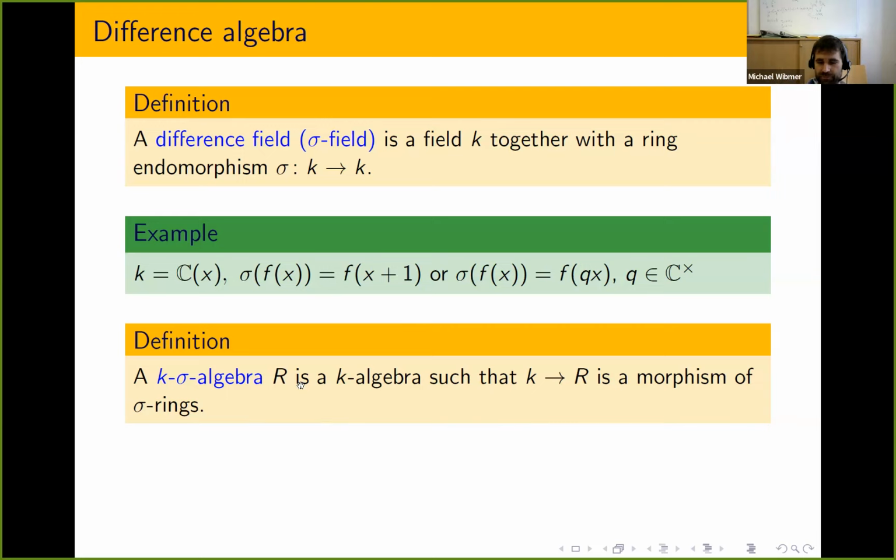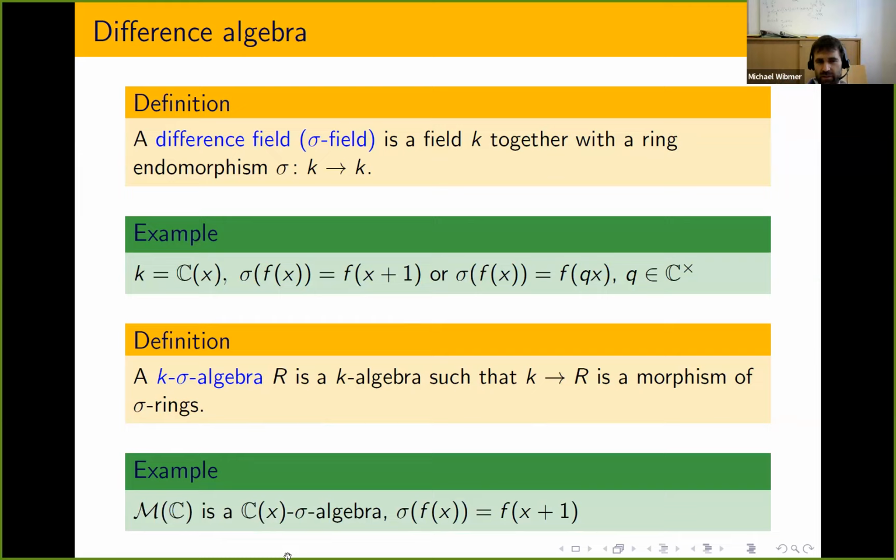So maybe an example of a K-sigma algebra here is that if you take the difference field as above, the rational function field, say with the shift, and then you can take as R the field of all meromorphic functions on C, again with the shift. So that would be an example of a K-sigma algebra. Okay.